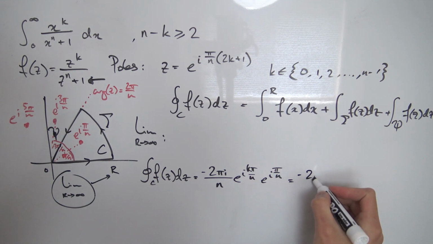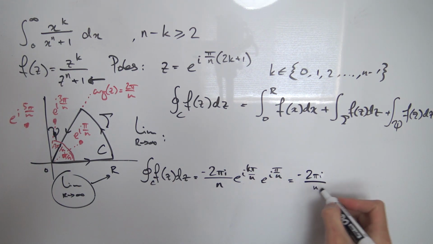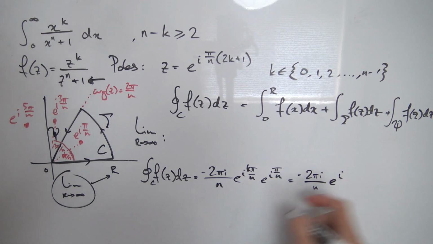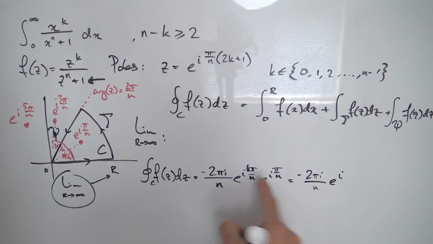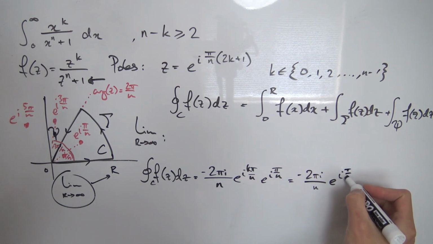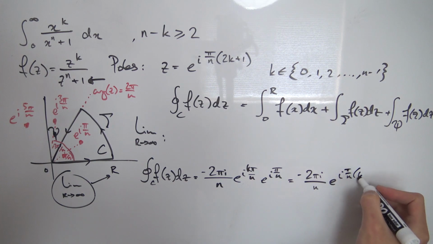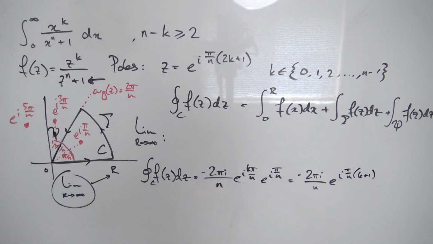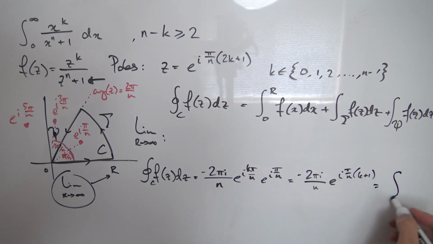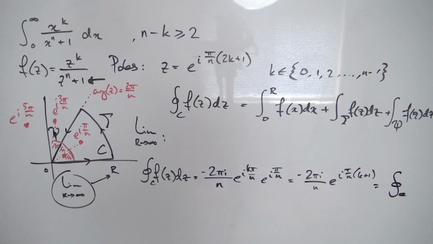So this is minus 2 pi i over n times e to the i. We can factor out that i as well as a pi over n, so e to the i pi over n. And then we have a k of those and 1 of those. So factoring that out, we get k plus 1, like so. And this is exactly the value of the contour integral over C of our function.